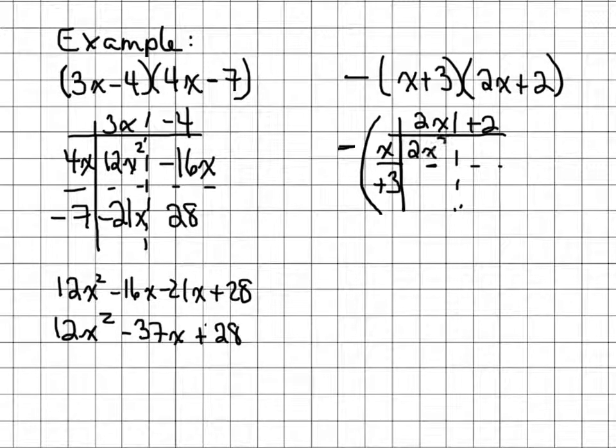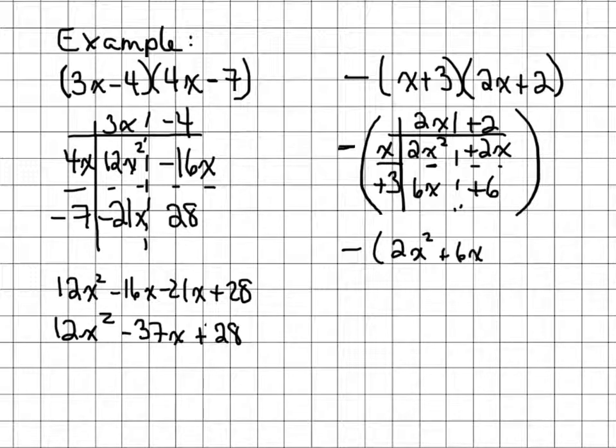So I have 2x squared plus 2x plus 6x plus 6, and grouping all the terms together, 2x squared plus 6x plus 2x plus 6, and I'm going to simplify, plus 8x plus 6, close my brackets.